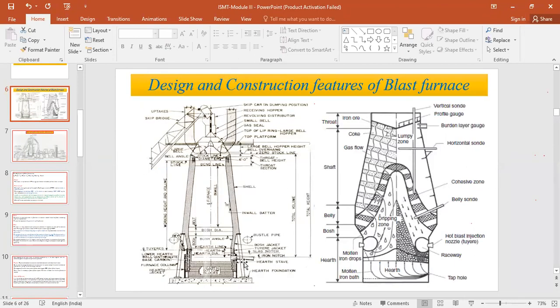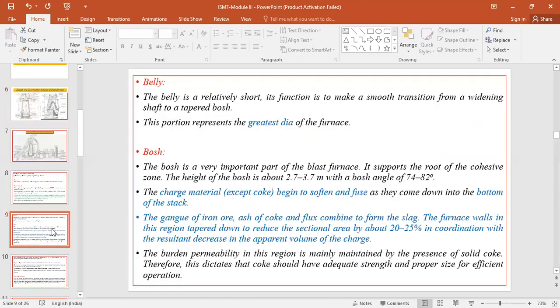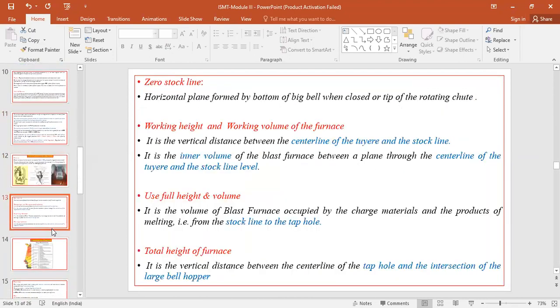The center line of the gear is the reference for the working height. This is the gear part. So the distance from the center line of the gear to the stock line is the working height. And the working volume is also the same. It is the total inner volume from the center line of the gear to the stock line.